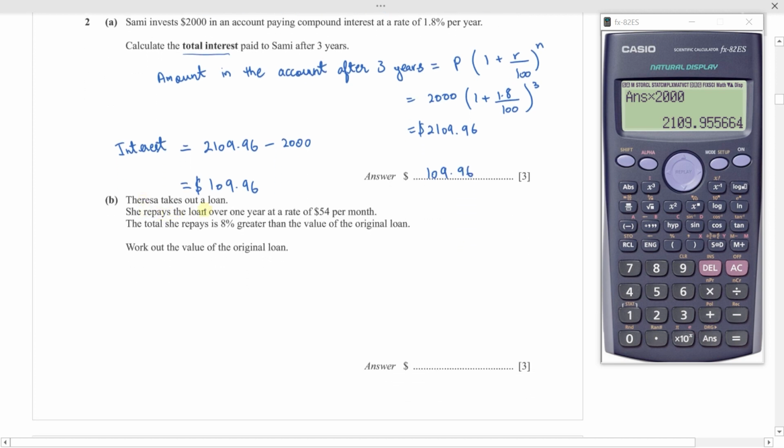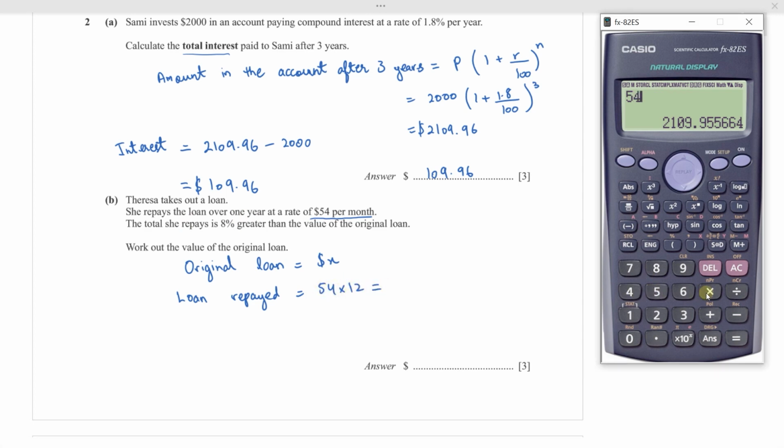Part B is Theresa takes out a loan. She repays the loan over 1 year at a rate of $54 per month. The total she repays is 8% greater than the value of the original loan. Work out the value of the original loan. So let's say the original loan is X dollars, and then the loan that Theresa repaid is how much? $54 per month she pays for 1 year. So that means 54 into 12. So 54 into 12 is $648 is the loan she repaid.